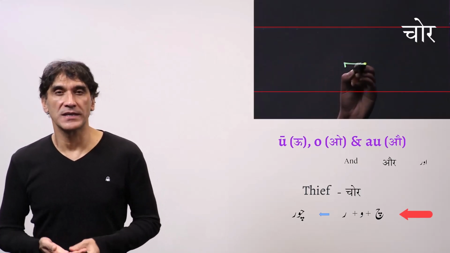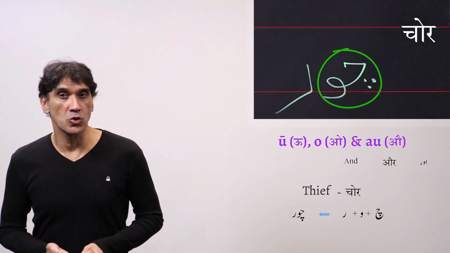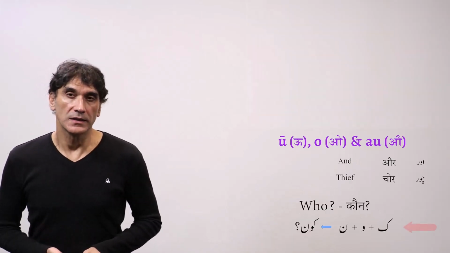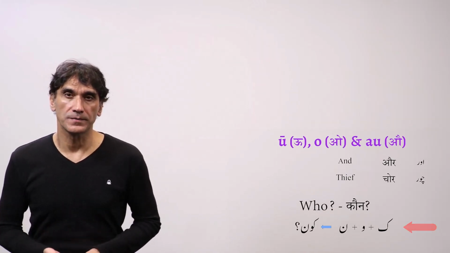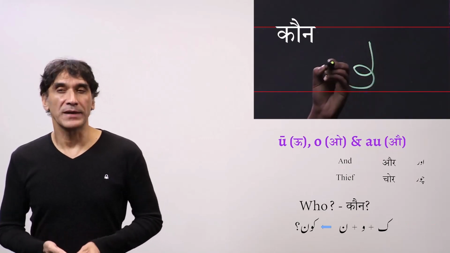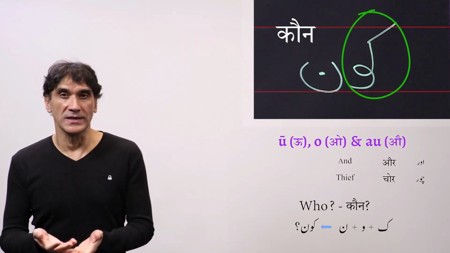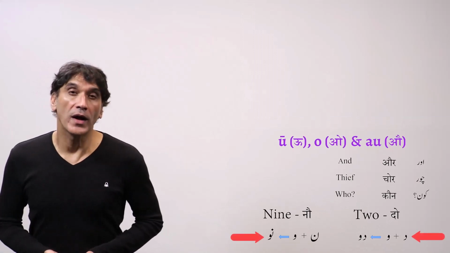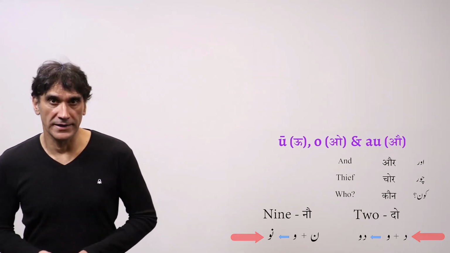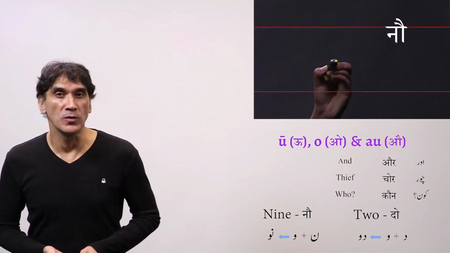The next word is chor, meaning thief. The spelling is che plus wow plus re. So che plus wow is cho and then re is r. Cho, r, chor. The next word is kaun, meaning who. The question word, the interrogative word, kaun. The spelling is kaf plus wow plus noon. So kaf plus wow is kau and noon is n. Kau, n, kaun. The next two words are do and nau, the number 2 and 9. Do is written as dal plus wow and nau is written as noon plus wow.